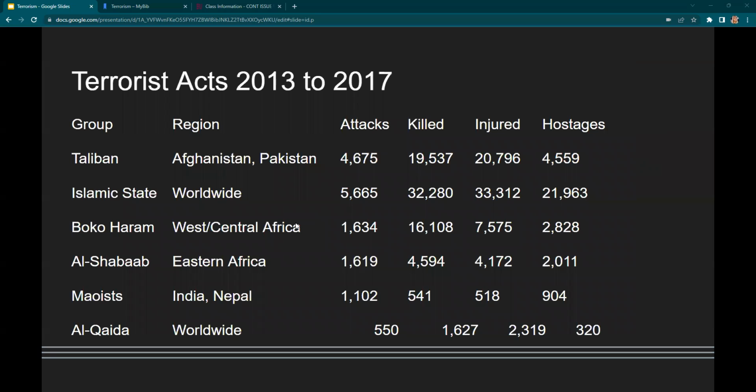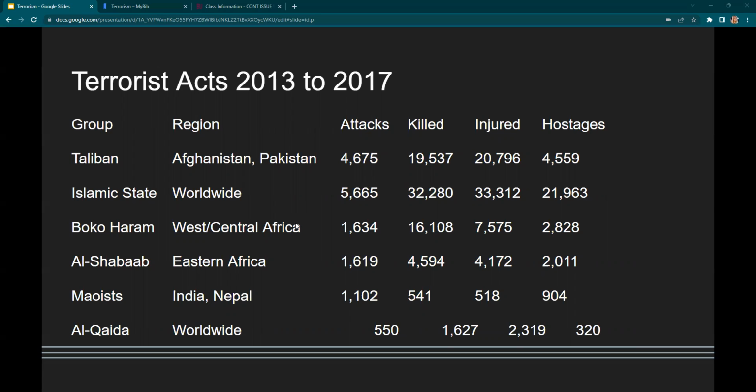So here is a table of terrorist attacks from 2013 to 2017. From left to right, it's the group, the region, the number of attacks, the number of people killed, number of people injured, and hostages.